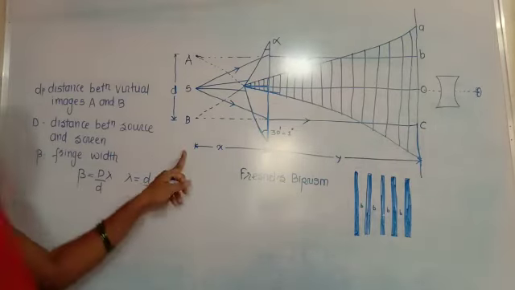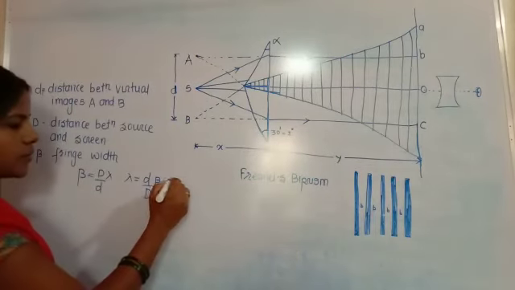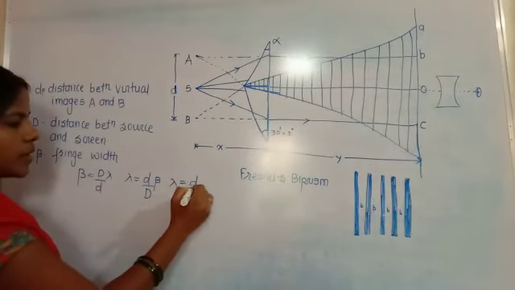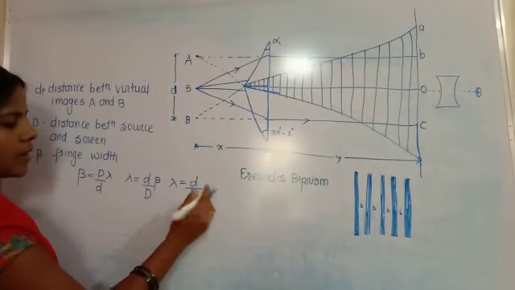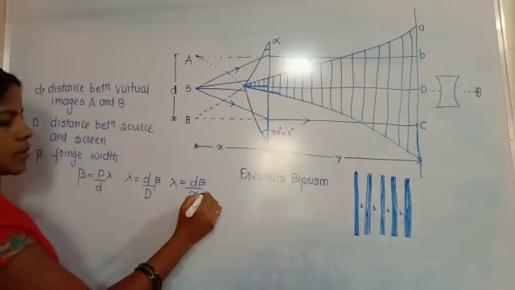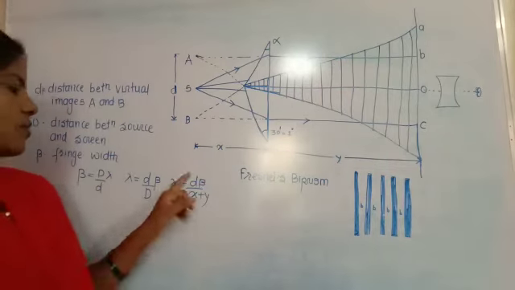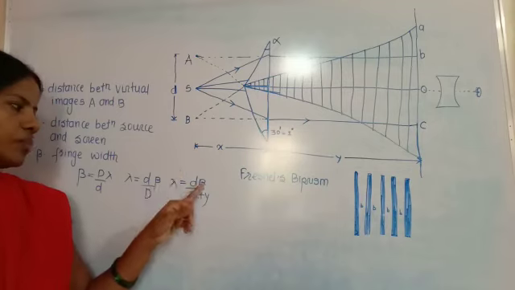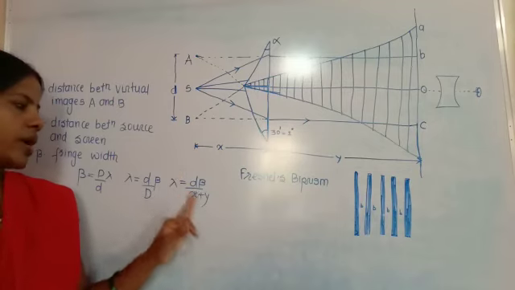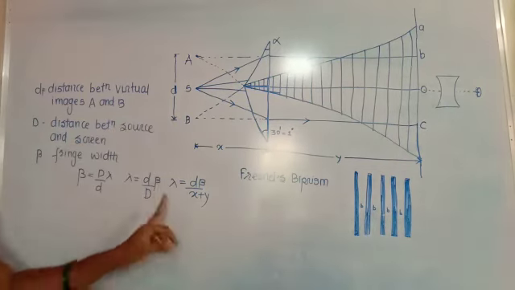But we know that this capital D is nothing but x and y, that means the addition of x and y. So therefore we get lambda is equal to small d times beta divided by capital D, where capital D is x plus y. So by using this formula, if capital D is known, small d is known and beta is known, the wavelength of the light can be determined. Capital D we have to know, beta we have to know, and x plus y we have to know. Then we can find the wavelength of the light which we observe here. Okay.